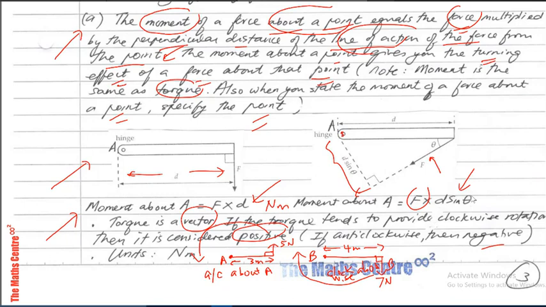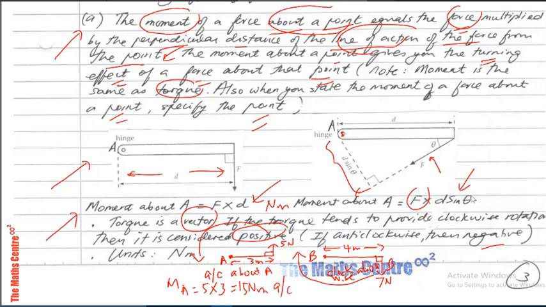So let's look at this picture here. I have a point A, I have a 5 Newton force, and I have 3 meters, the perpendicular distance of the line of action from this point. The moment about A will be 5 times 3, which is 15 Newton meter. About this point it is going anti-clockwise.